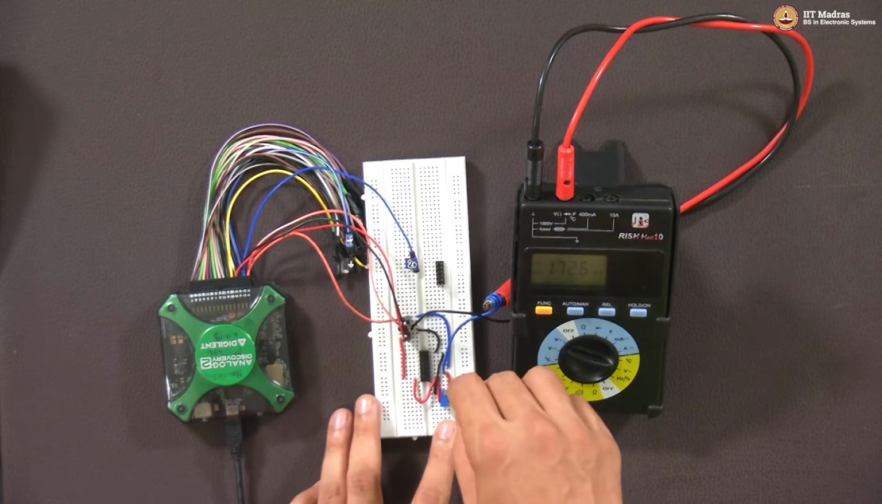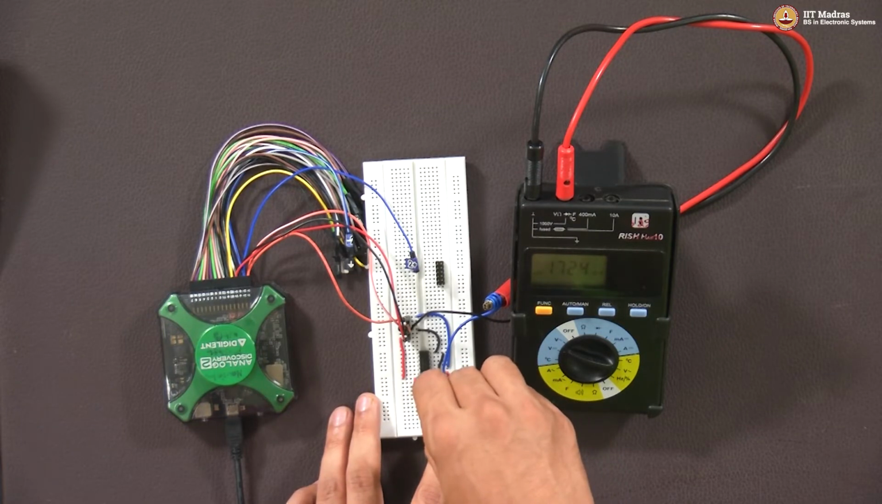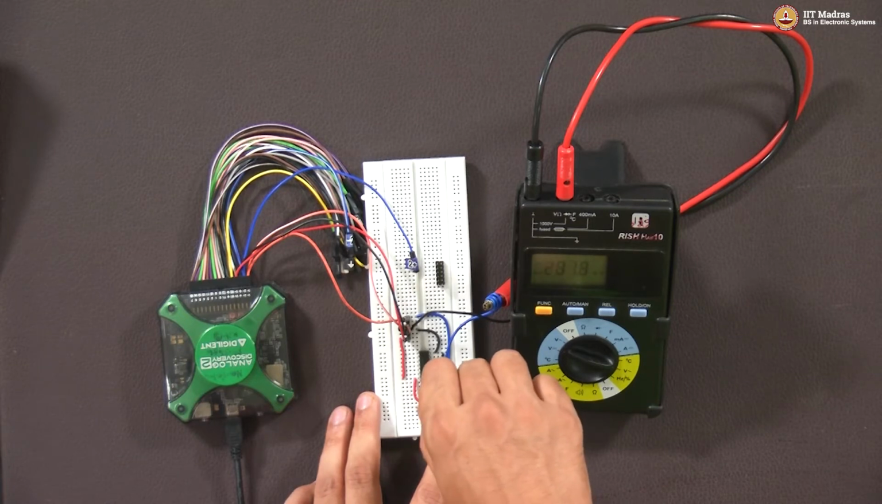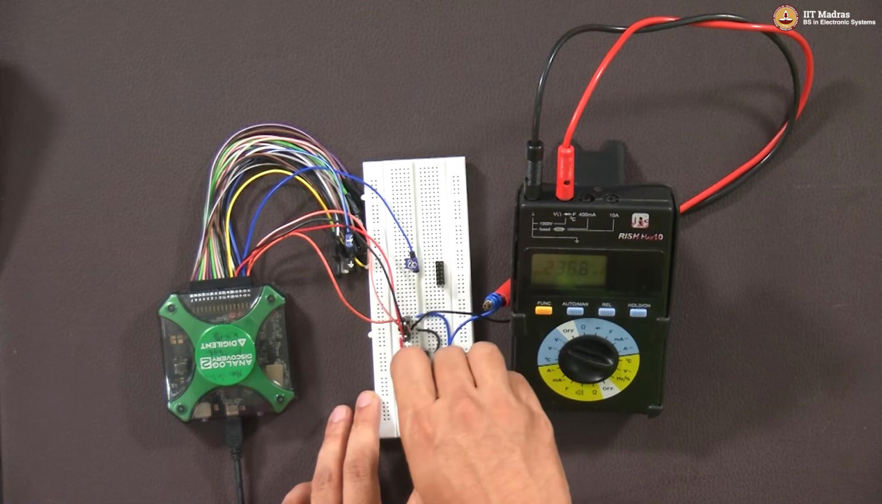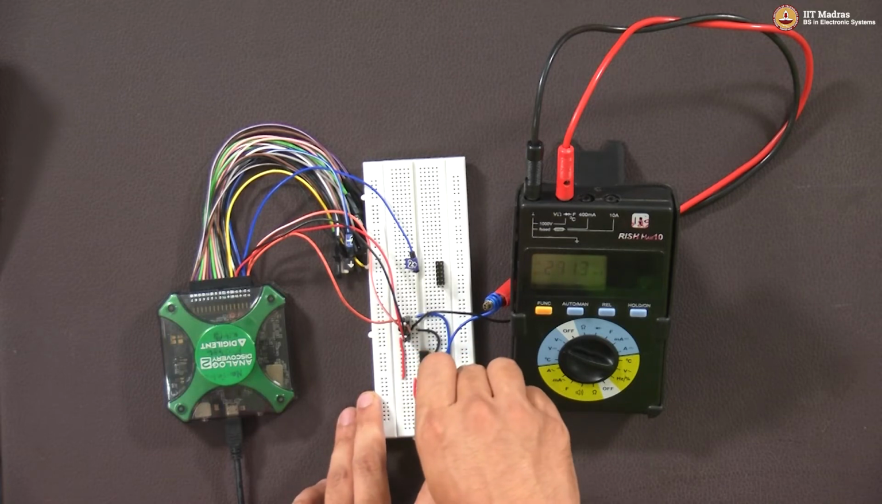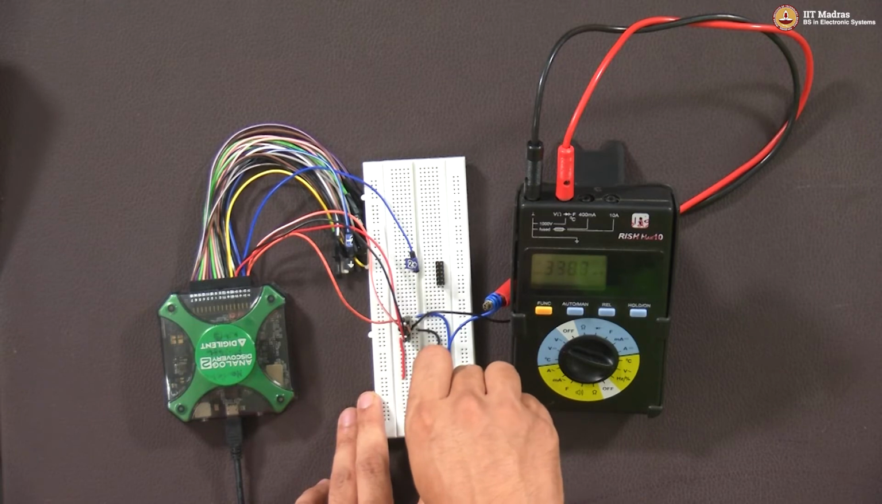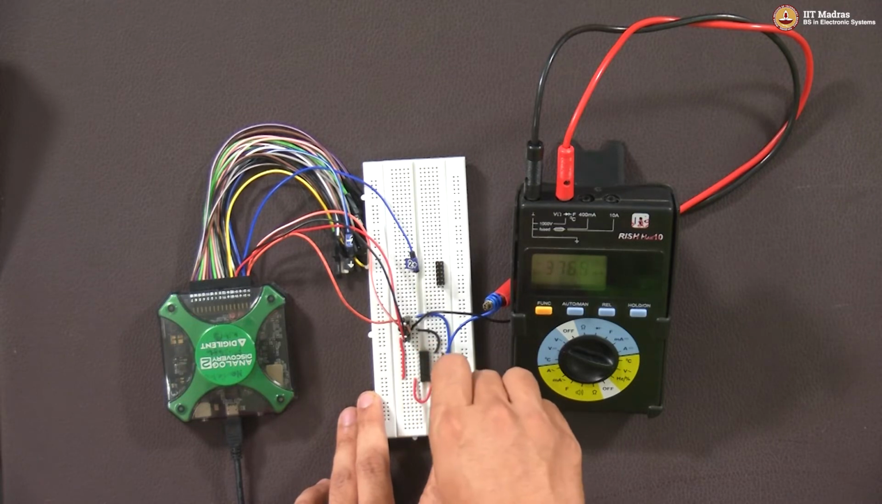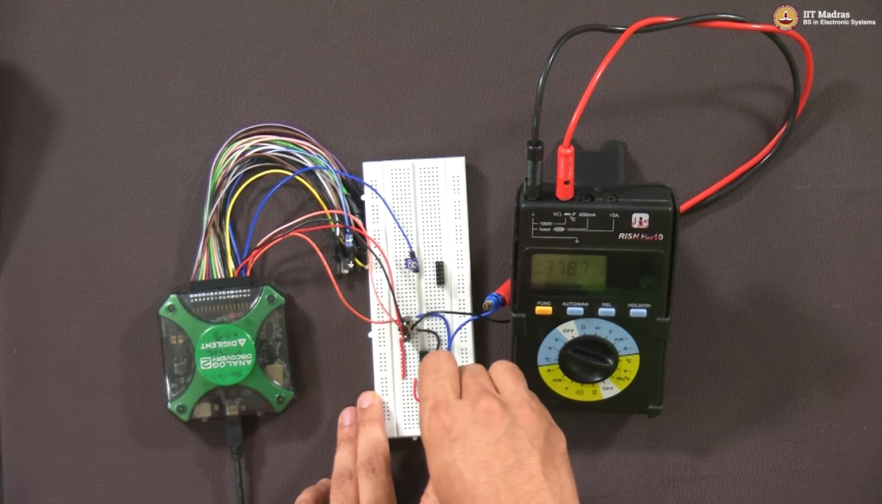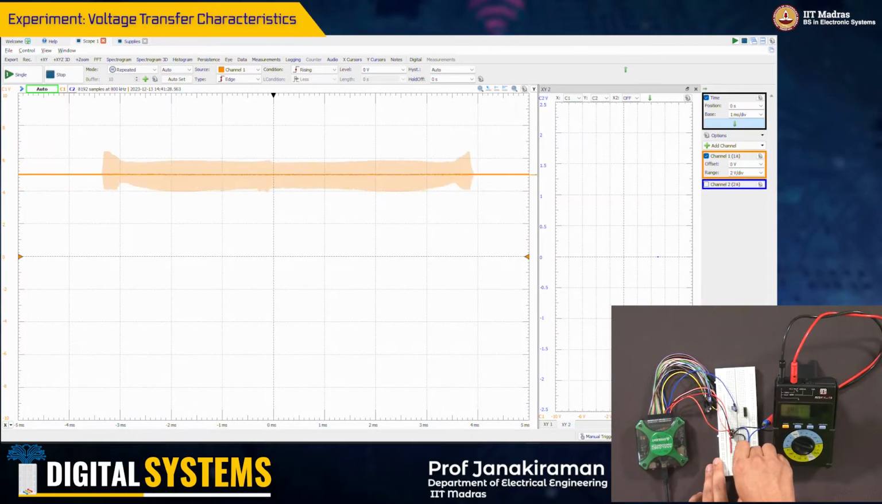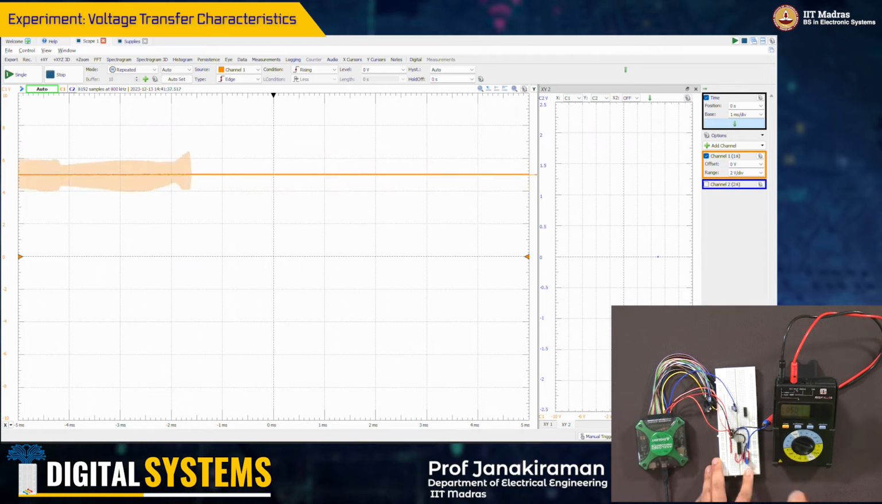Now I am going to slowly start turning the screw in the clockwise direction. You automatically see that my input voltage, as read by the multimeter, has gone up to somewhere near 0.45 volt. I am now closer to 0.5 volt. So I will probably take a reading somewhere here.